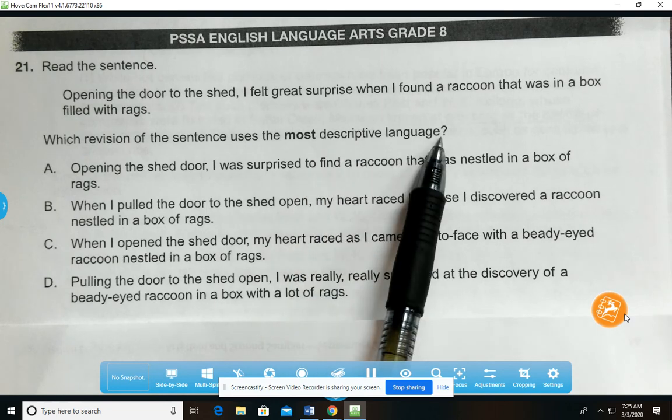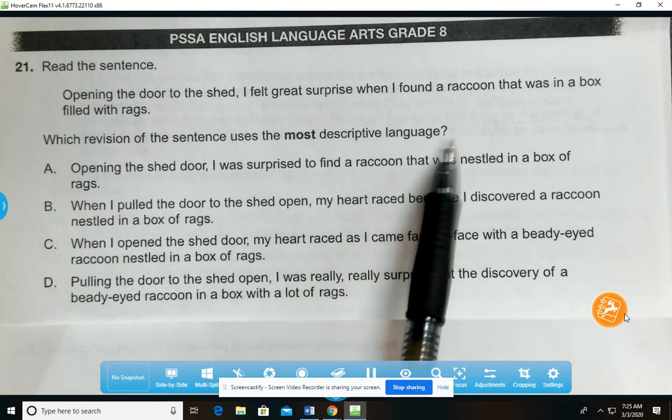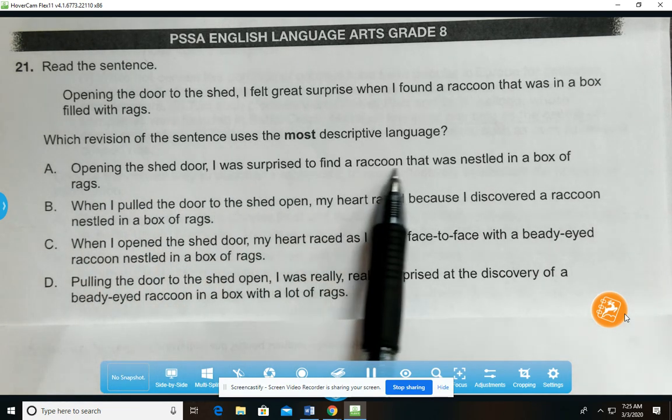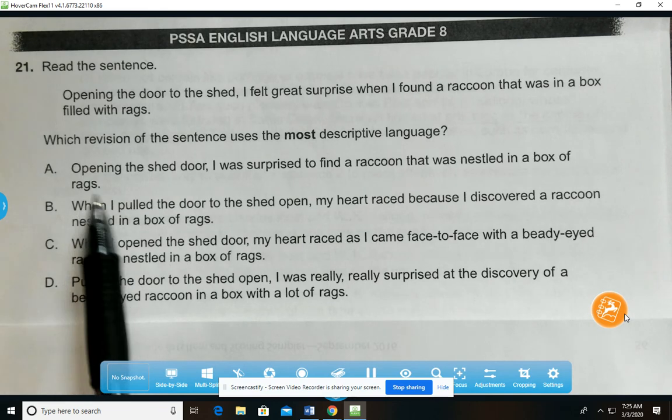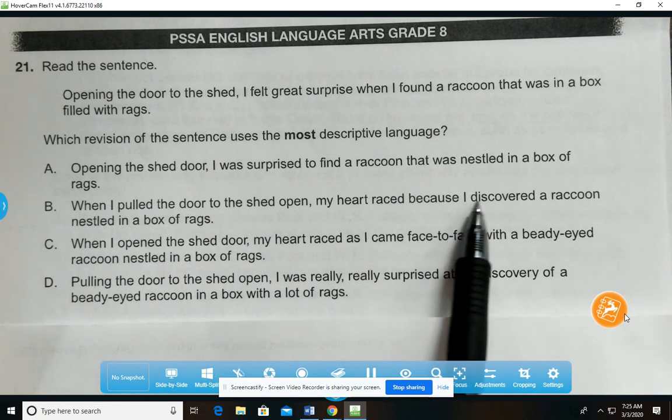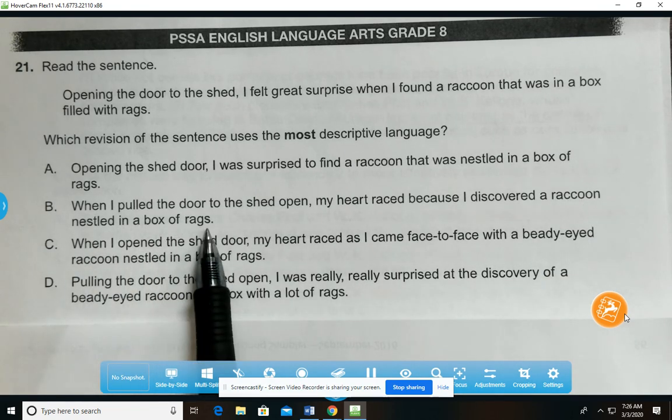Because descriptive language is another way that you can create an effect in the writing. Is it A, opening the shed door, I was surprised to find a raccoon that was nestled in a box of rags? Is it B, When I put the door to the shed open, my heart raced because I discovered a raccoon nestled in a box of rags.